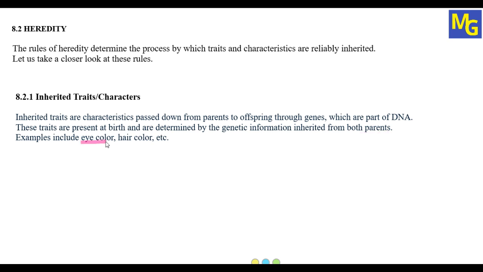Examples include eye color, hair length, skin color, etc. So all these basic characters which are present at the time of birth are inherited traits, and these are inherited from their parents, both from father and mother. And from where are these inherited? These are inherited through genes. What is a gene? Genes are nothing but parts of DNA.